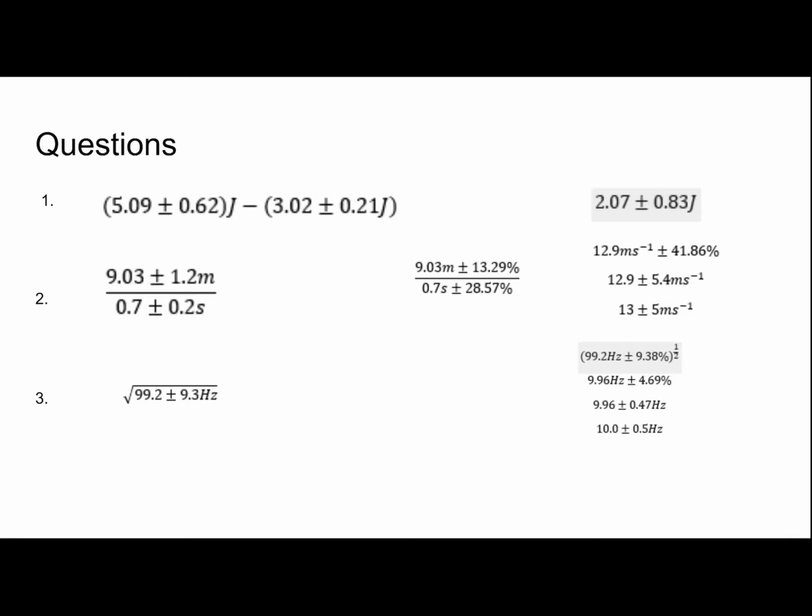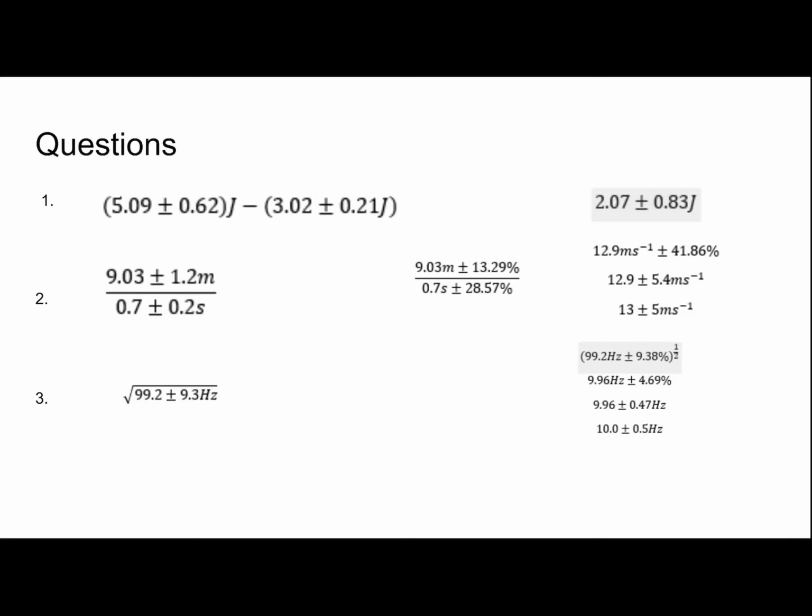So in this case, we have 99.2 hertz plus or minus 9.38% to the power of 1 over 2, and then the percentage uncertainty is halved, and 99.2 is square rooted. We'll have 9.96 hertz plus or minus 4.69%. And we need to convert the percentage back to an absolute. We should get 9.96 plus or minus 0.47 hertz.